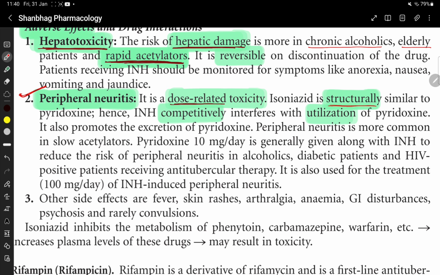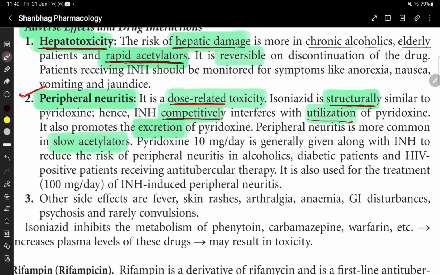Isoniazid is structurally similar to pyridoxine. Hence, isoniazid competitively interferes with the utilization of pyridoxine. It also promotes the excretion of pyridoxine. Peripheral neuritis is more common in slow acetylators. In rapid acetylators, hepatotoxicity is more common. In slow acetylators, peripheral neuritis is more common.